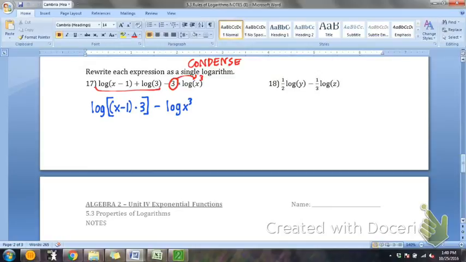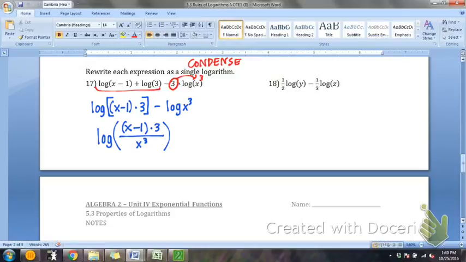All right, we already changed the 3 to be a cube. What does subtraction turn into? Division. So they both have just log. I have x minus 1 times 3. The whole thing is divided by x cubed. Now, whether you put your 3 behind the x minus 1 or in front of the x minus 1, I don't really care. It's the same thing. This would be finished. Not a lot to do there. We're just taking 2 at a time.